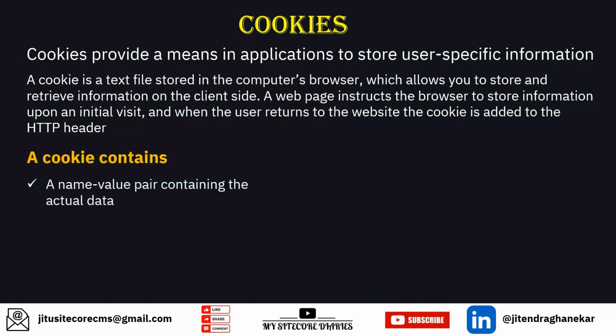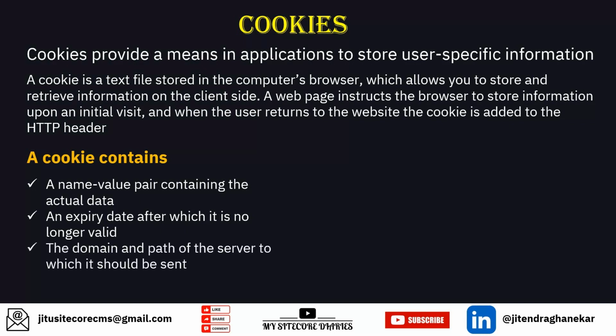A cookie contains, first, a name-value pair containing the actual data. It has an expiry date, until which it is valid. Then the domain and the path of the server to which it should be sent. So which domain and what path of the server the information should be sent to. This is what a cookie contains.